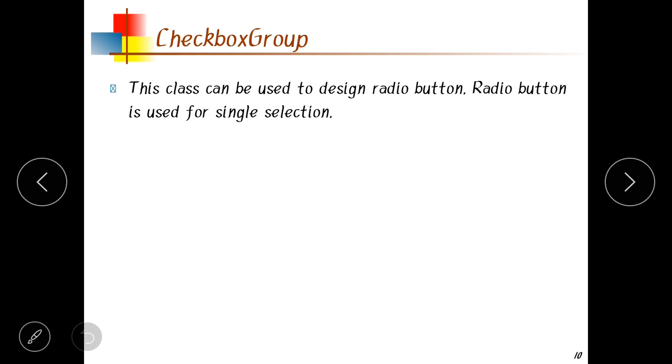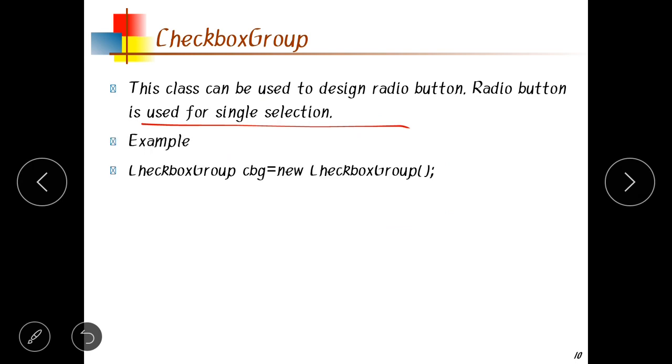To create a radio button, which class we have to use: CheckboxGroup, and it is used to select a single selection. Checkbox is used to select multiple selections, whereas a radio button is used for single selection. Okay, and see the example. This is the class which is used to create the button, that is CheckboxGroup, and this is the object, and this is the way of creating the radio button or a checkbox group.